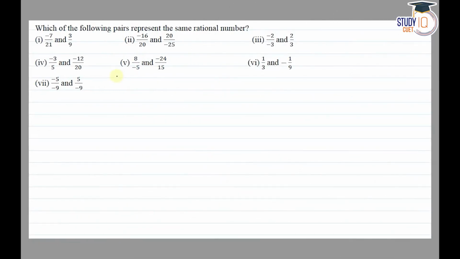Hello everyone, this question appears in the class 7th NCERT chapter on rational numbers. This is the 6th question of Exercise 9.1. The question says: which of the following pairs represent the same rational number?